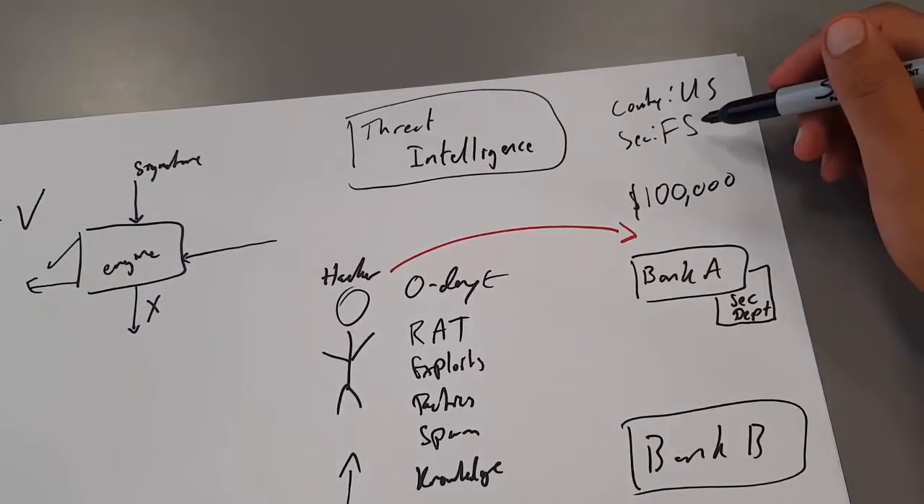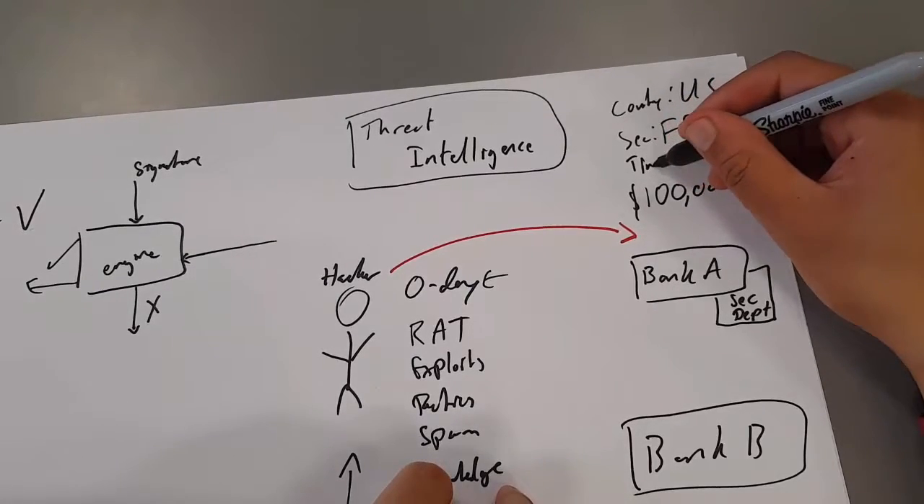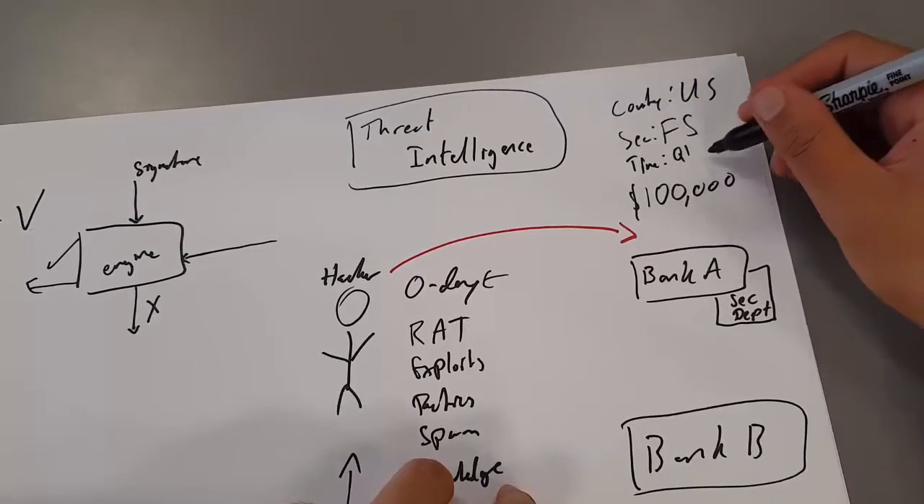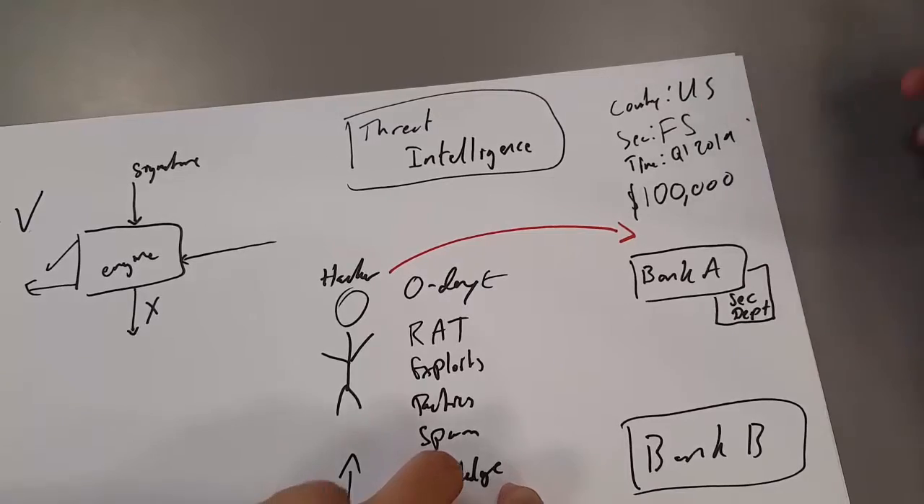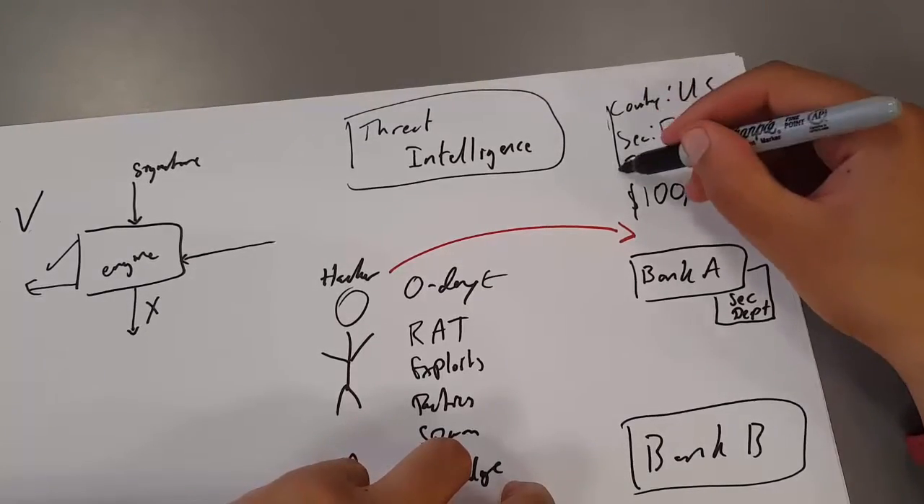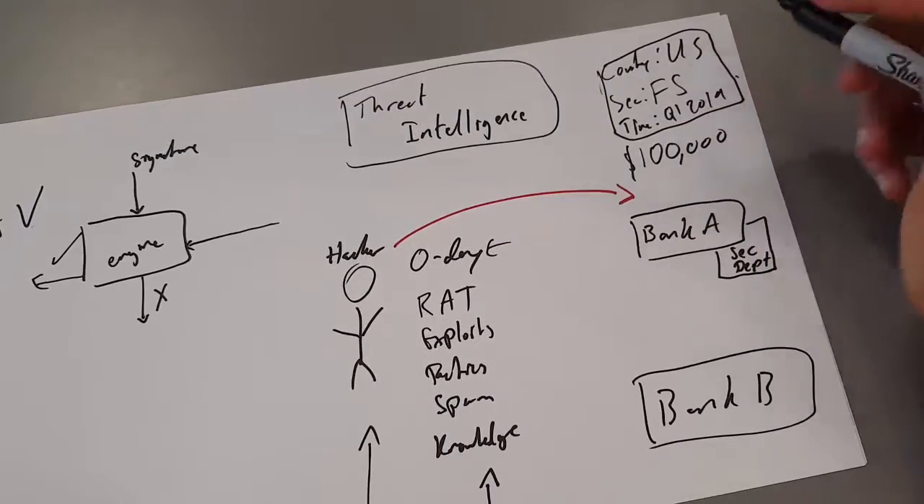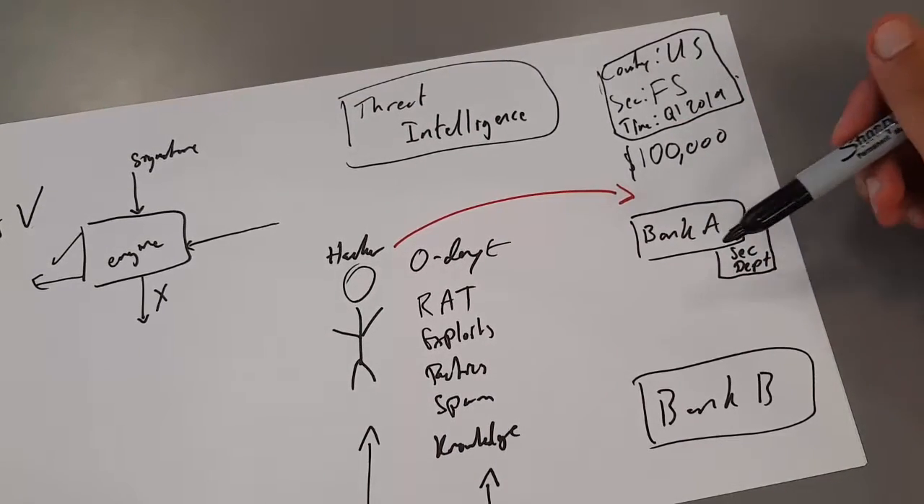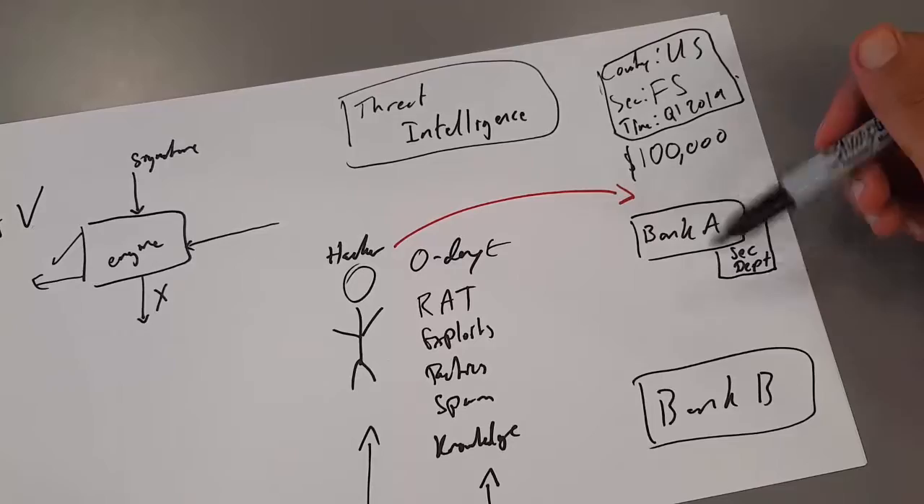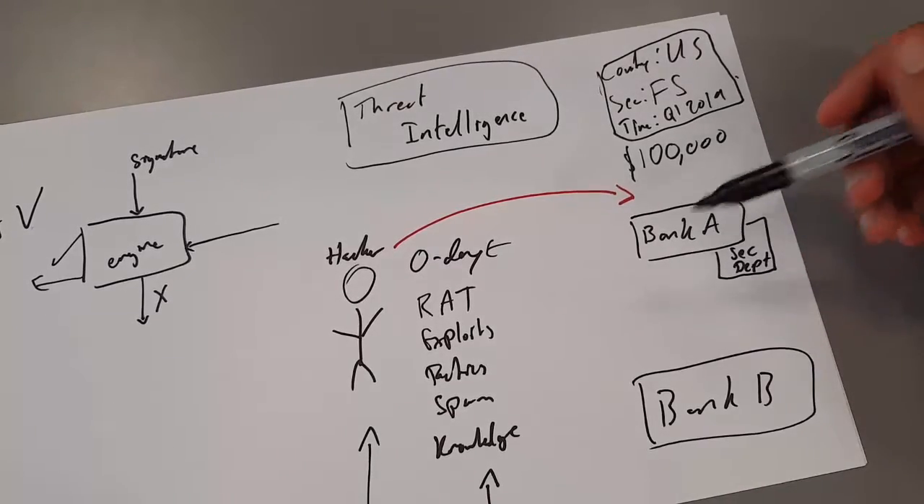Same country, same sector, and same time frame. Let's say this happened in first quarter in 2019, right? So these banks are usually using the same systems. If they're using the same systems, they're almost extremely similarly vulnerable to the same attacks.